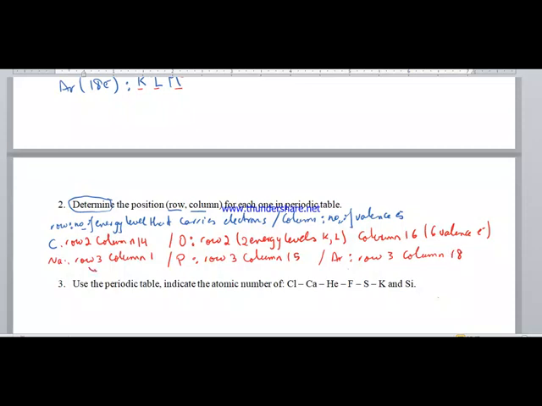Row 3 means 3 energy levels that have electrons, which are K, L and M. For example, why is phosphorus in column 15? Because it has 5 valence electrons. Why is argon in column 18? We have 8 valence electrons.